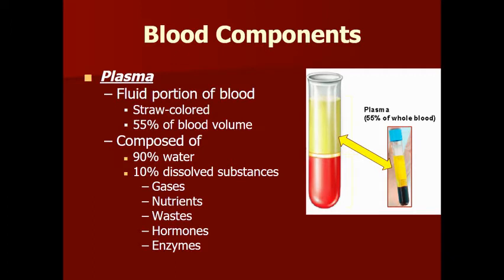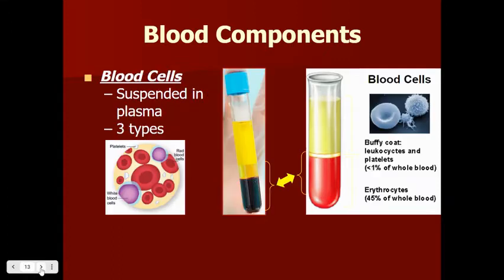It is almost entirely water. 90% of our plasma is water. The other 10% is stuff that's dissolved in the plasma: gases, nutrients, wastes, hormones, and enzymes. So then everything else in our blood are blood cells, and they're suspended in the plasma.